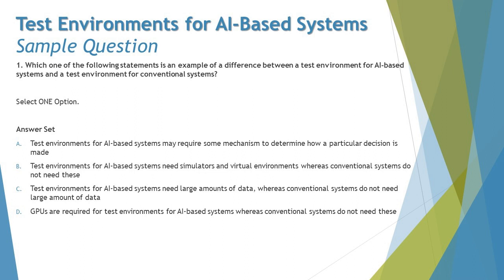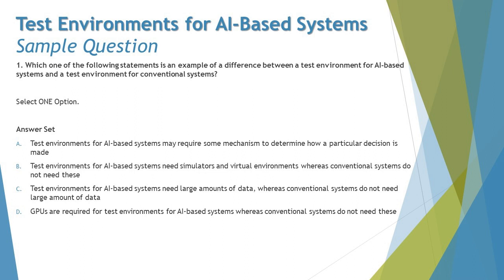Let's get started. Option A: test environments for AI-based systems may require some mechanism to determine how a particular decision is made. That looks very interesting and very relevant to AI-based systems, because in AI-based systems we need a mechanism which tells us how the decision is made, right? But we cannot be sure because this looks like partial information. So let's cross-check with the other options.